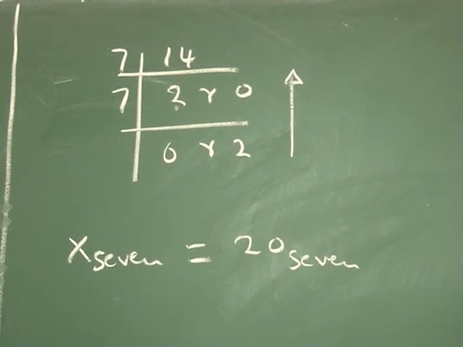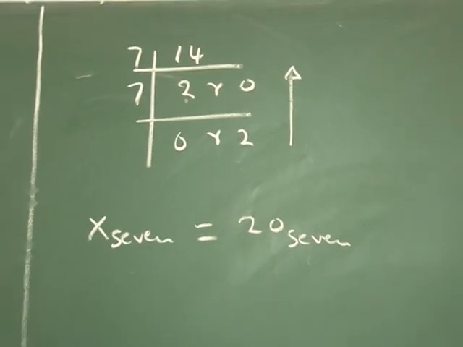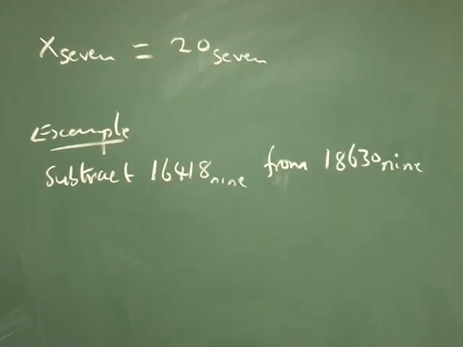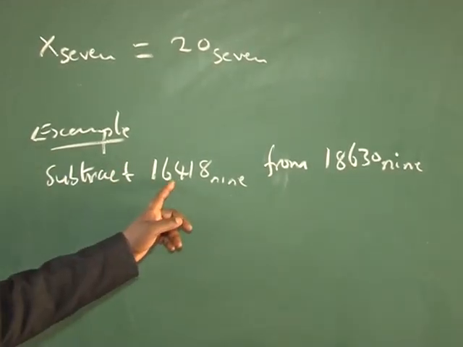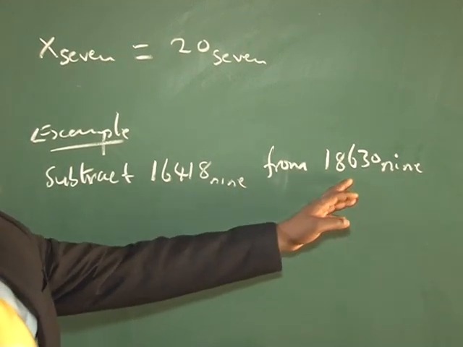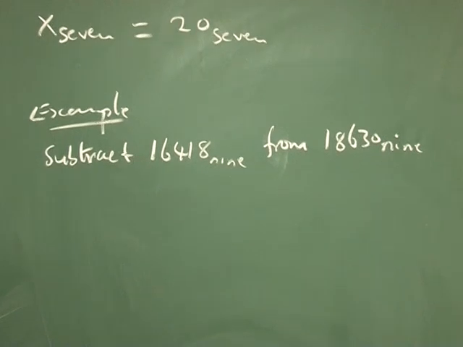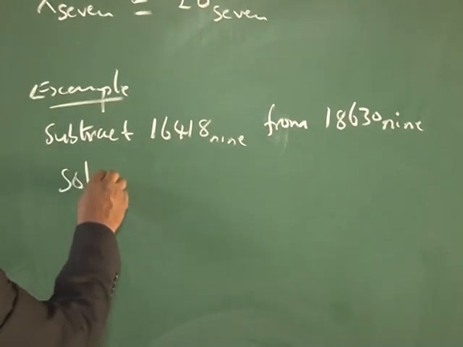So that means 1011 base 2 plus 20 to base 7 will be equal to 25 to base 10. So this is how it is solved. Now let's look at this example. Subtract 16418 in base 9 from 18630 base 9, which is subtraction of number bases. Okay, this is how we pick the solution.